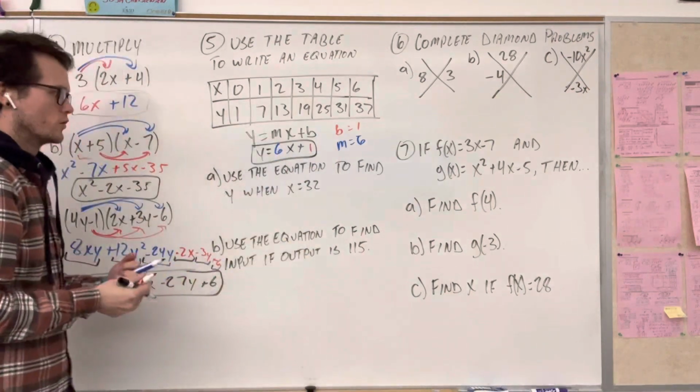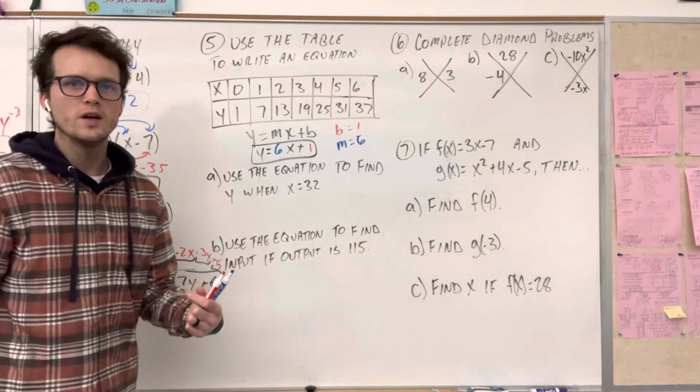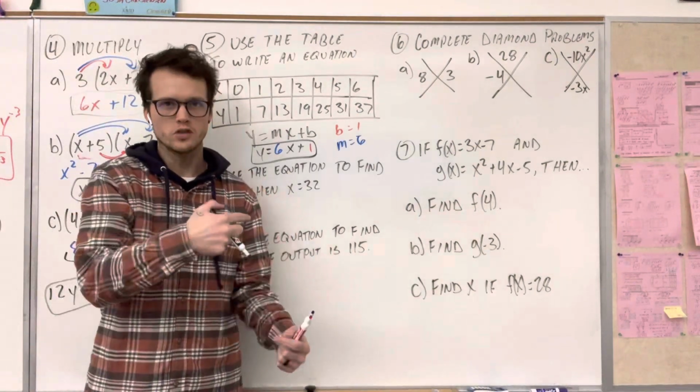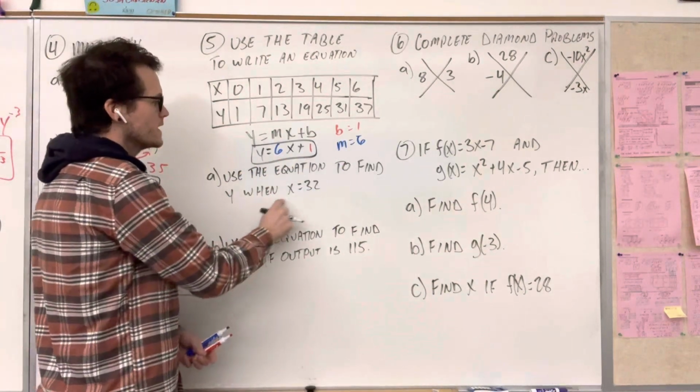So here's the equation. Great. Now A and B, notice how the first 3 words of both of these say use the equation. When grading these tests, so few people actually use the equation here. That's an issue. I'm going to show you how to use the equation. So use the equation to find y when x is 32.